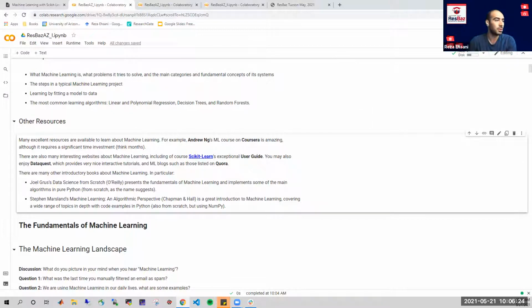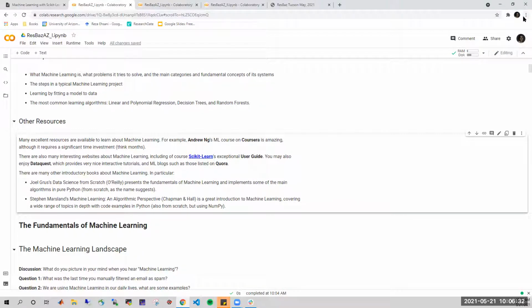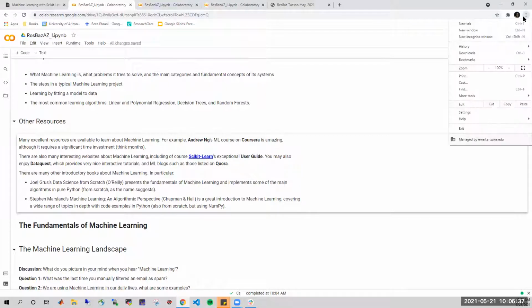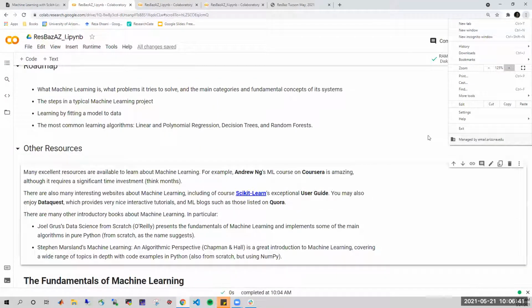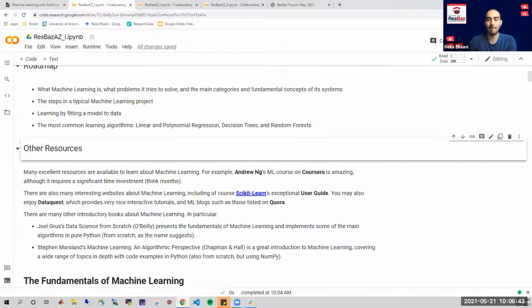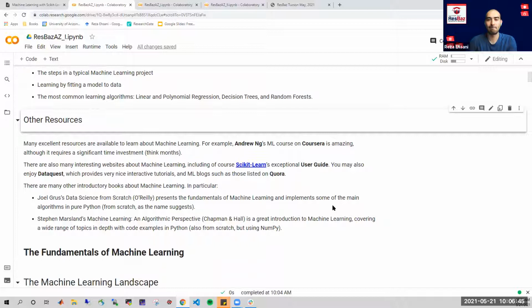Zoom in a little bit. What do you mean? Kelsey, can you please clarify what you mean by zoom, to the notebook? Is it better now? Okay.